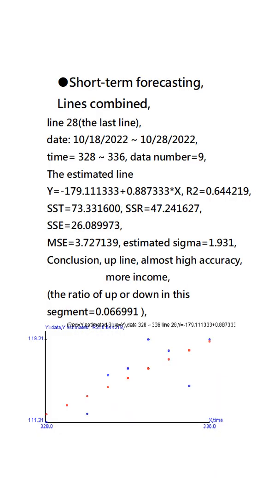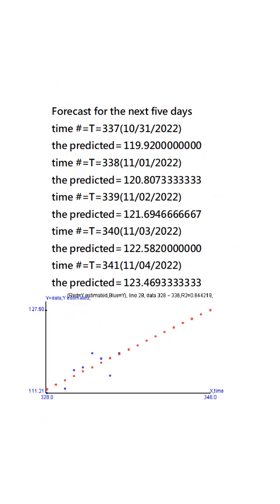The coefficient of determination is 0.644219, which can be used as the predicted equation. Those predicted values could be referred to.